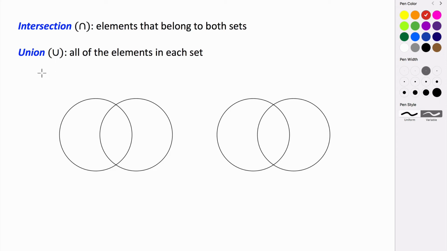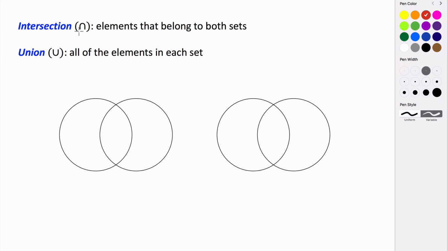Today we're going to talk about some of the terminology and symbols that you'll see and come across in probability and when talking about sets of data. So first we're going to talk about the intersection and the union of sets.